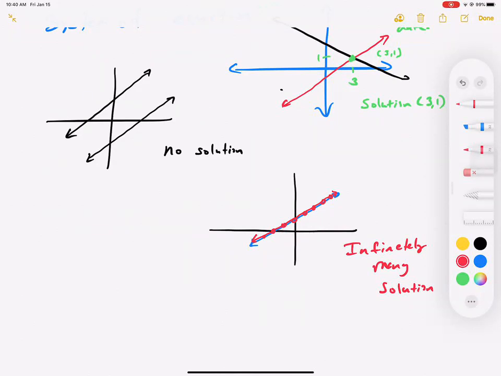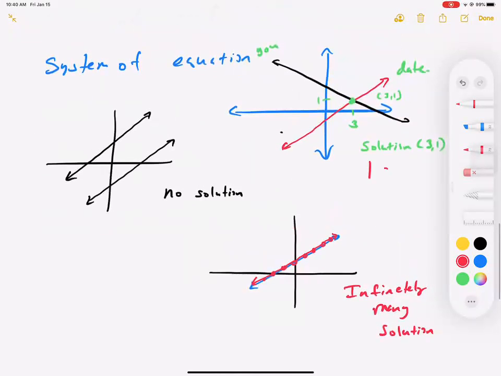Okay, so we have three possibilities. We have one solution, we have no solutions, or we have infinitely many solutions. So depending on the shape, we can have other types of answers. But when it comes to line equations only, which is the scope of this class, if I draw two lines, they can only meet either once, they can meet never at all, or they can be exactly the same line, which is infinitely many solutions.